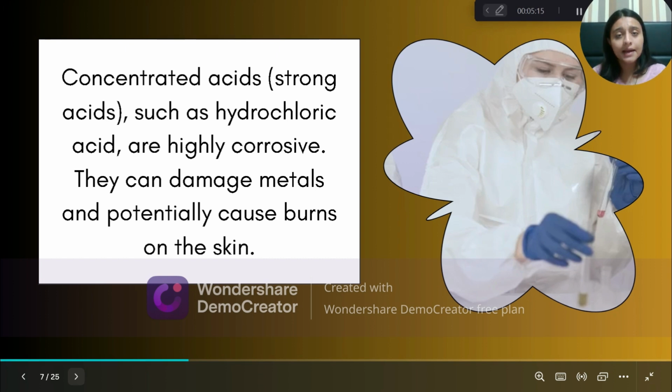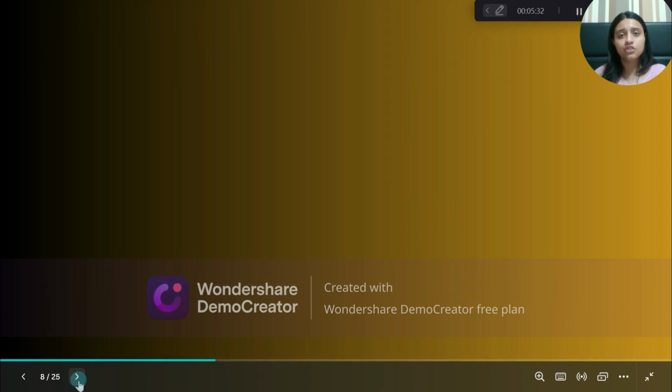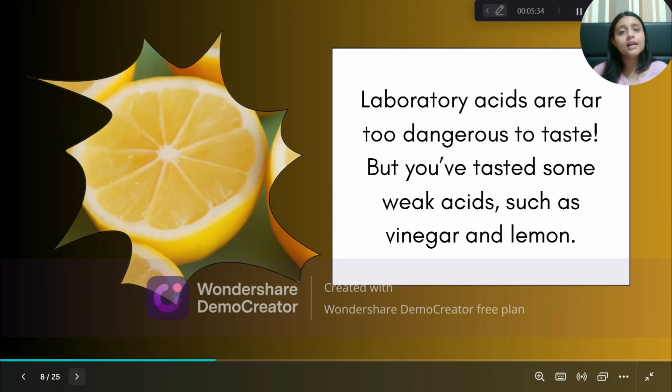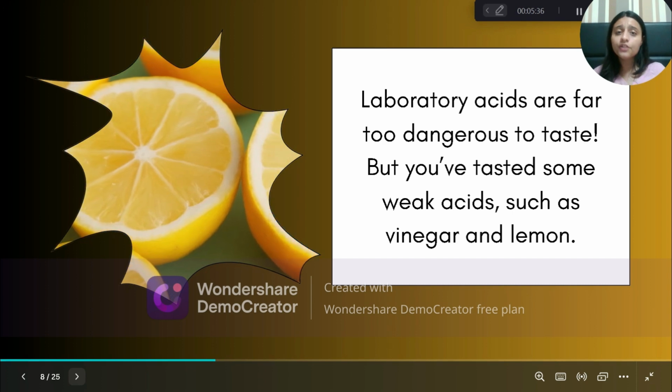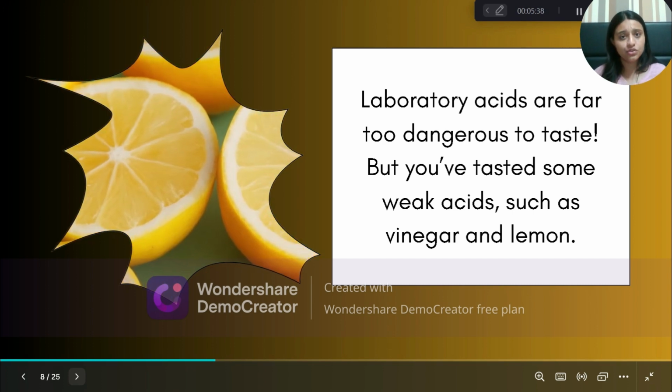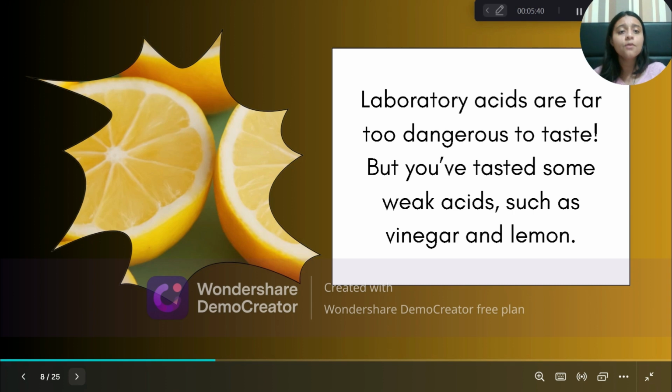On the other hand, there are weak acids, also known as organic acids. These acids are commonly consumed by us. Okay, these acids are majorly present in the food items, fruits, etc. which we consume. Okay, these acids are not too dangerous to us because we happily consume them. Laboratory acids are far too dangerous to taste. But have you tasted some of the weak acids such as lemon and vinegar? I'm sure you have.